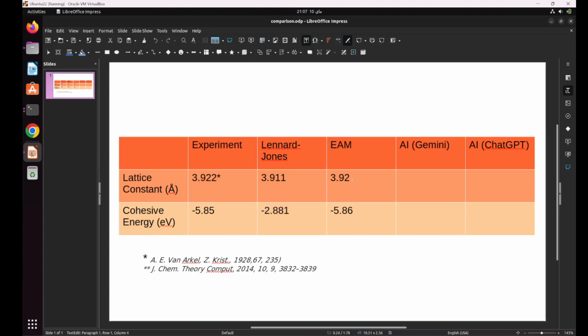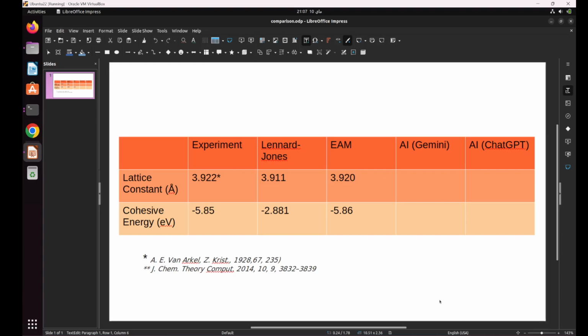Meanwhile, the embedded atom method potential, even though it's an old potential, was trained to reproduce these two numbers. It was actually fitted to give the correct lattice constant. As you see, it's very, very close to the experimental one. I think here there is a zero, right? There is a zero up to the third digit after the decimal point. And in terms of cohesive energy, it was also fitted to reproduce the experimental one.